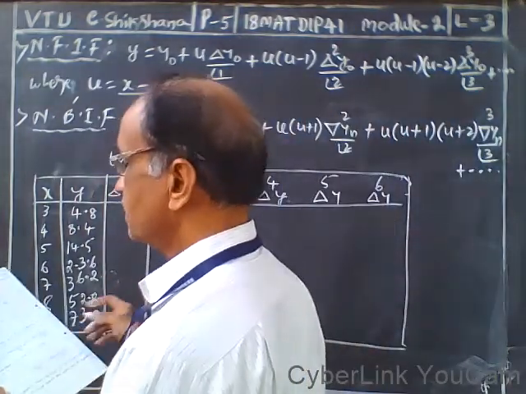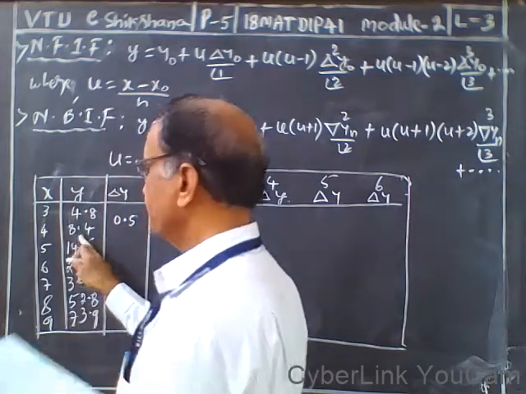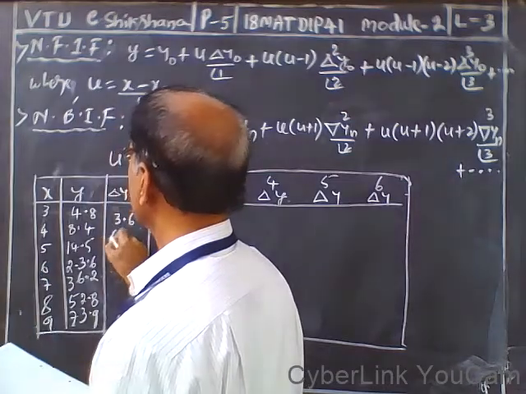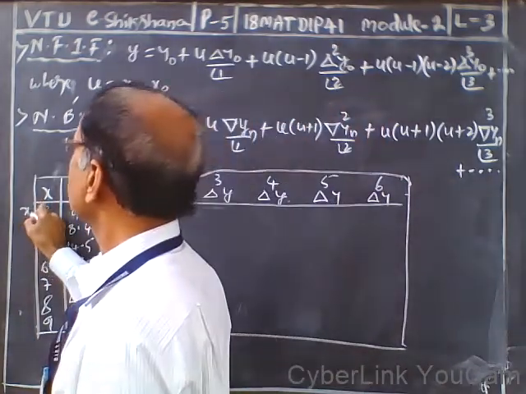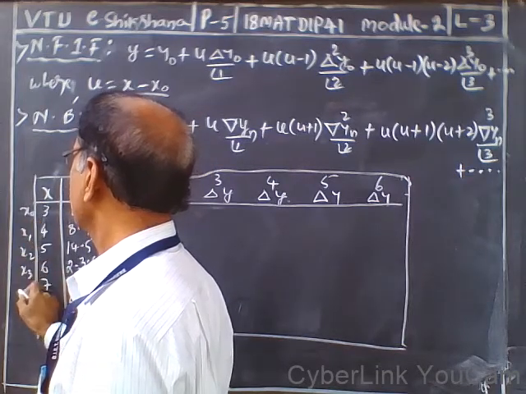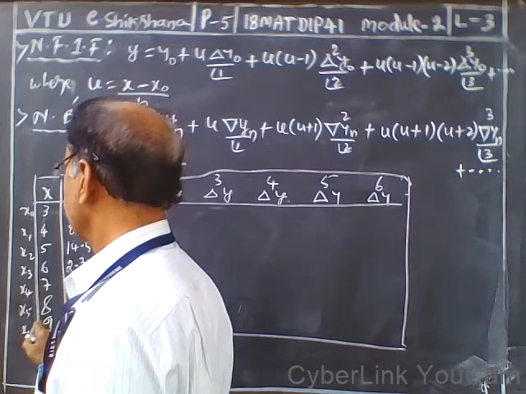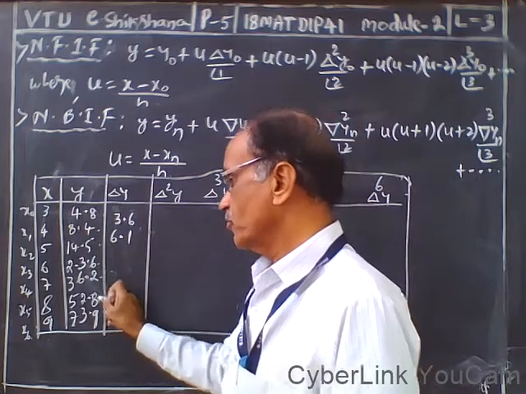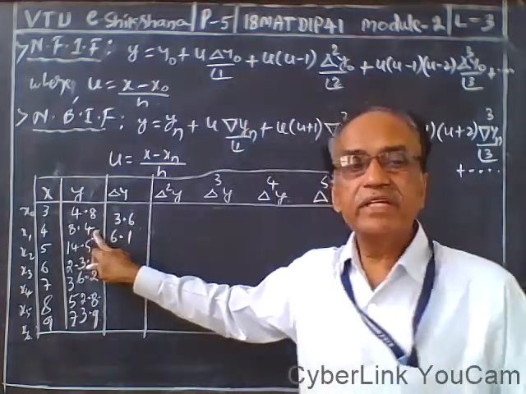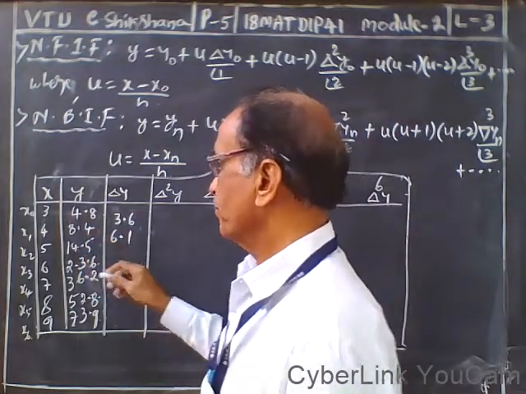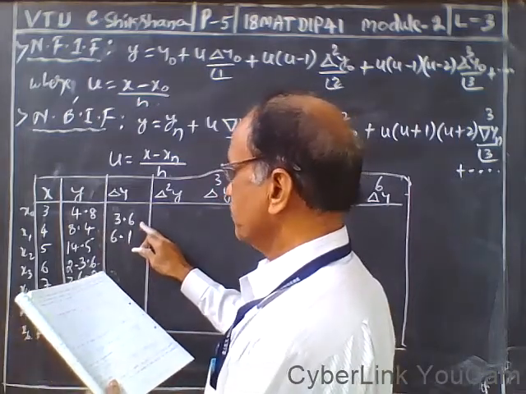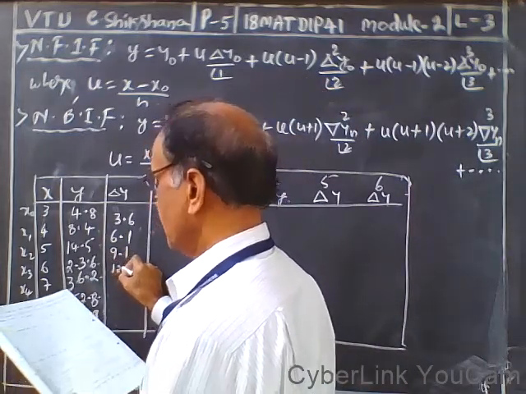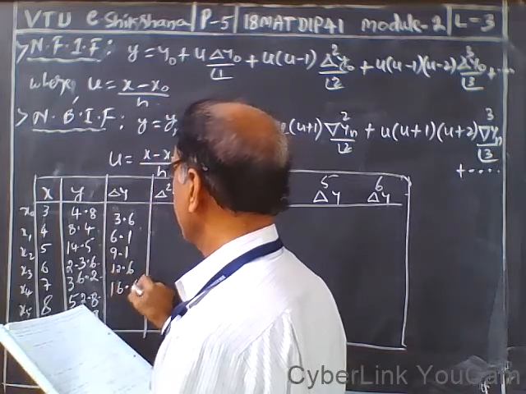Then you write the differences between these numbers. These are the values x0, x1, x2, x3, x4, x5 and x6. Correspondingly, the values in the y column will be taken as y0, y1, y2, y3, y4, y5 and y6. Take the difference between pairs of numbers: next value minus previous value. That is 8.4 minus 4.8, that is 3.6. Then 6.1, then 9.1, then 12.6, then 16.2 and 21.1.